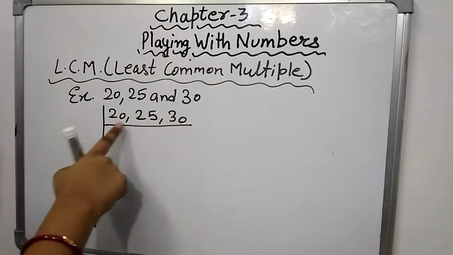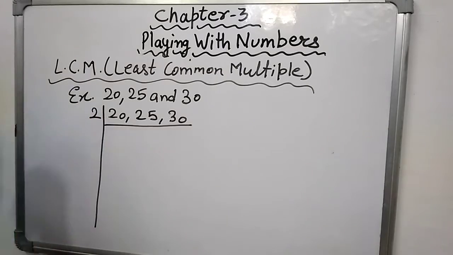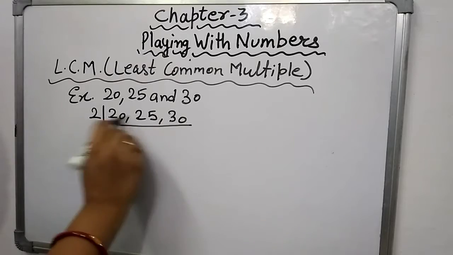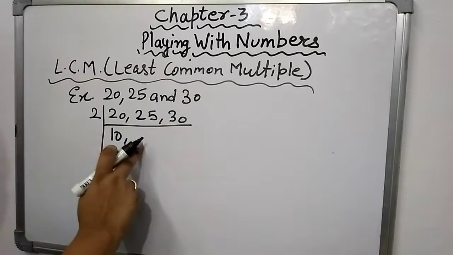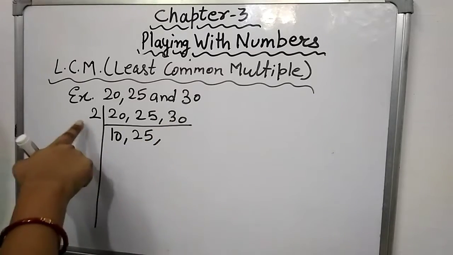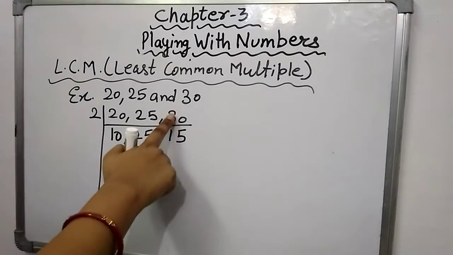Is there any number that can be divided by 2? Yes, 20 and 30 can be divided by 2. So we will start with 2. We will divide 20 by 2. 25 cannot be divided by 2, so we will write it as it is. We will not divide it. Now 30 can be divided by 2. It gives us quotient 15. So we will divide this.